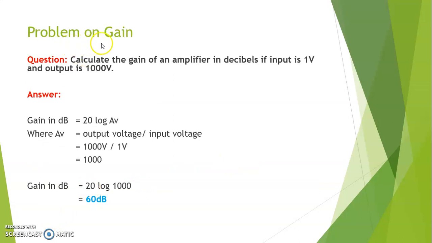Now let's do a problem based on gain. Calculate the gain of an amplifier in decibel if the input is 1 volt and output is 1000 volt. Now we know that the equation for gain in decibel is equal to 20 log AV, where AV represents the output voltage by input voltage. So here output voltage is given as 1000 volt in the question and input voltage is given as 1 volt. So we'll get it as 1000. So this is a unitless quantity, and in order to convert it into decibel, we have to do 20 log 1000. So we'll get the answer as 60 dB.